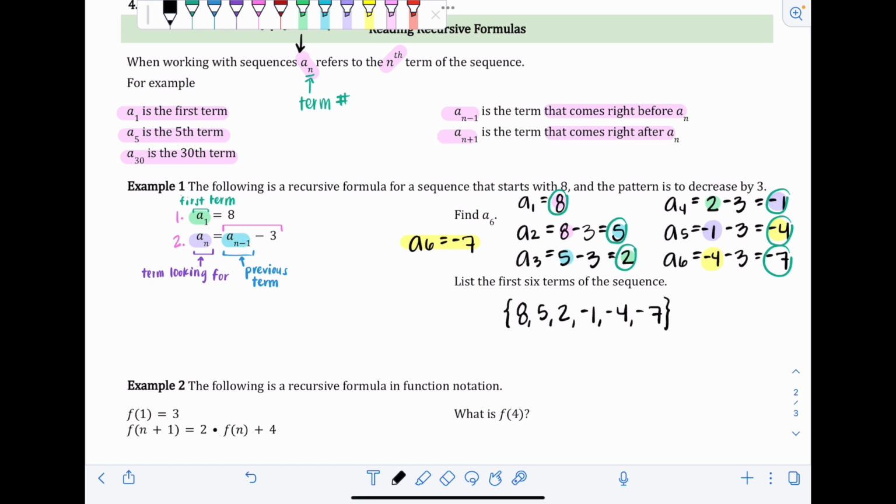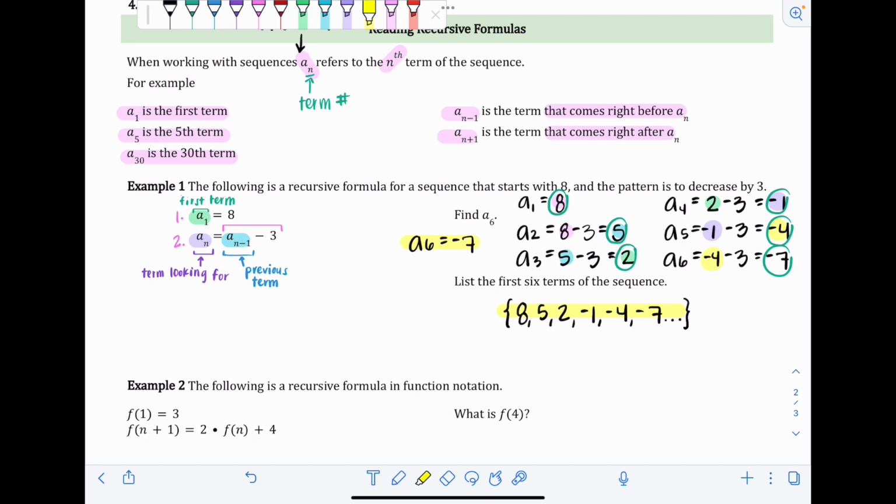So the sequence is, oops, I forgot my ellipsis after, because the sequence can keep going on forever. So the sequence is 8, 5, 2, -1, -4, and -7.